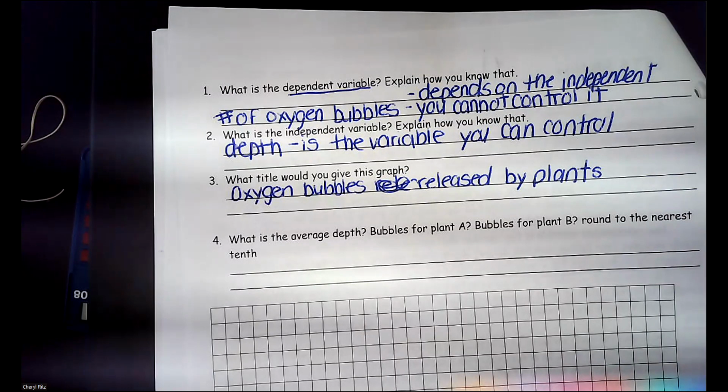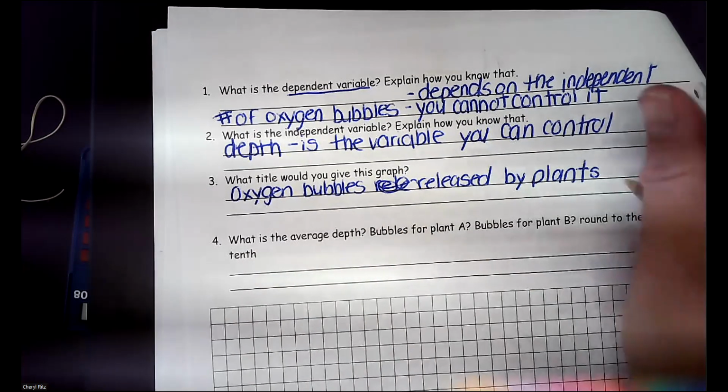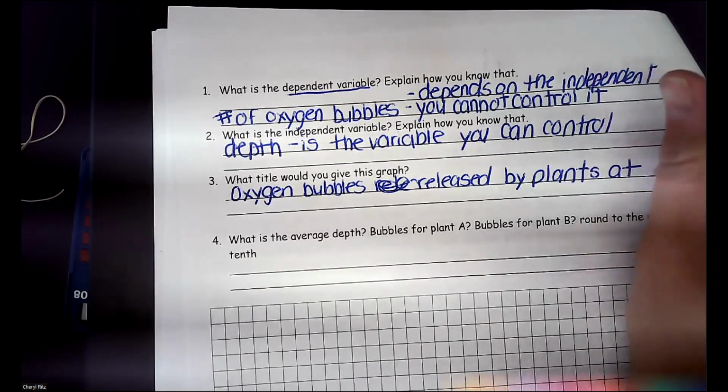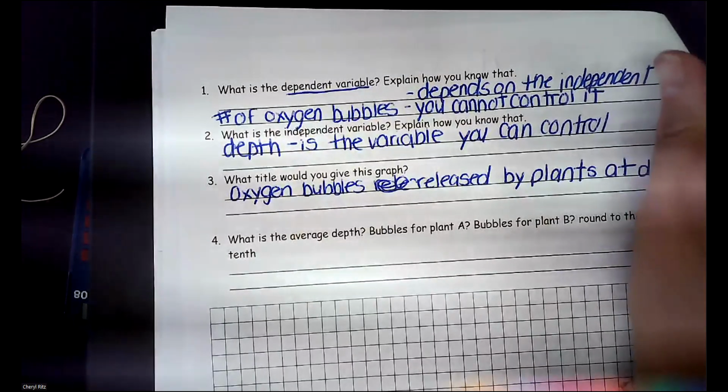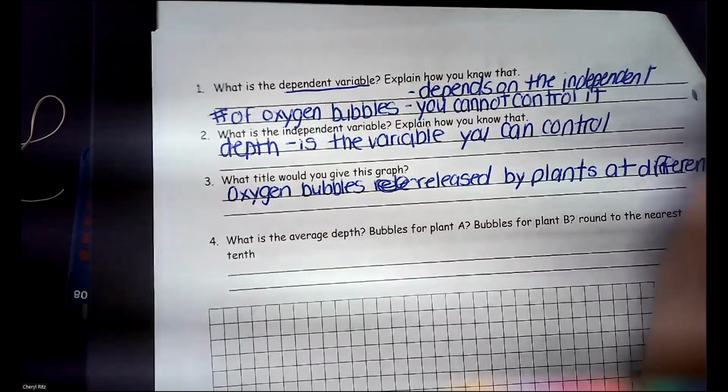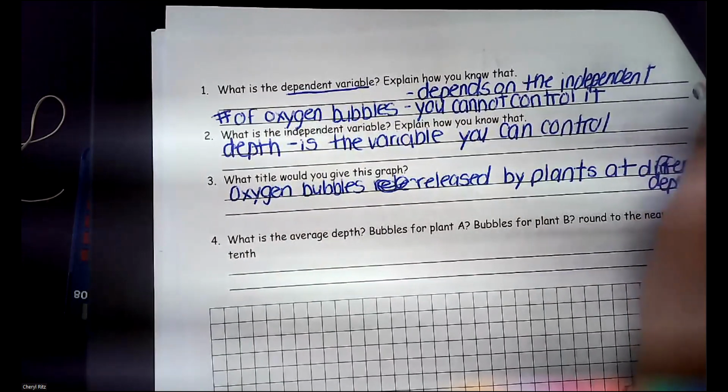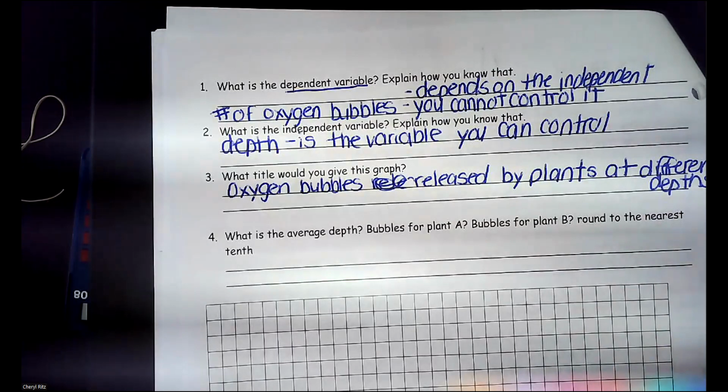Something about depth. You have to include that this is a graph about bubbles at different depths. So I'm going to just say oxygen bubbles released by plants at different depths. So double check your title. If your title didn't include something about both bubbles and depth, adjust your title.